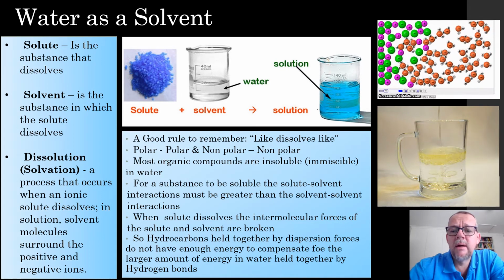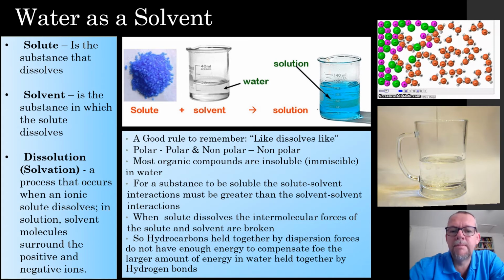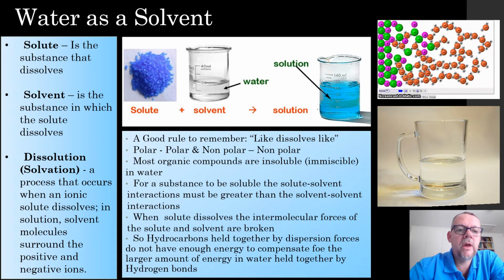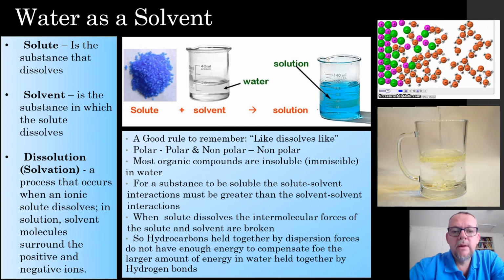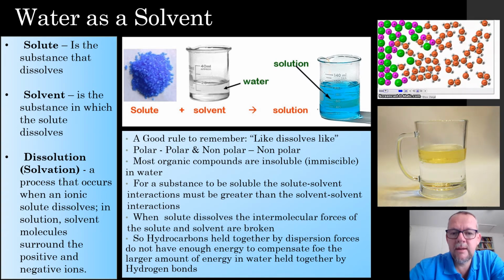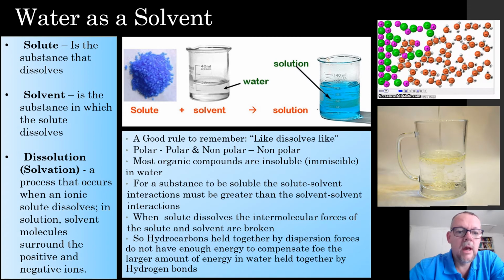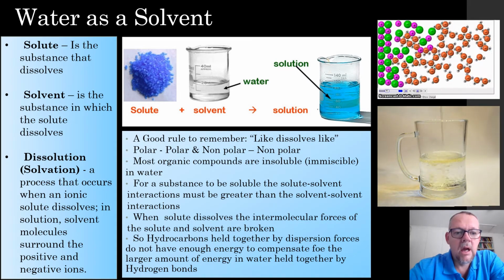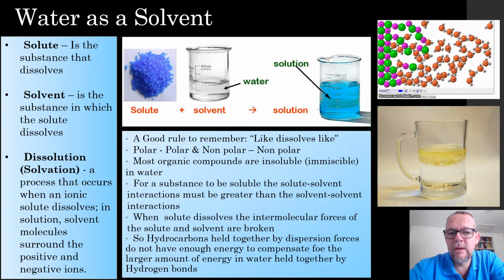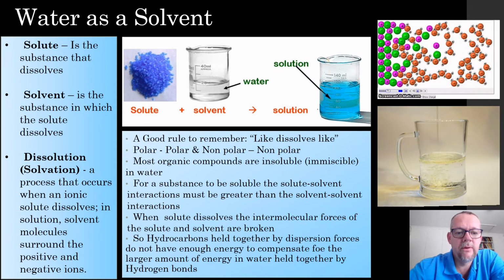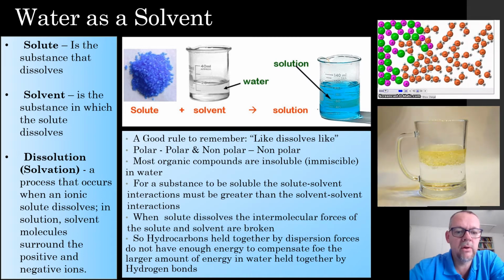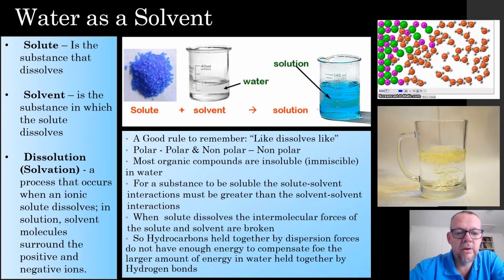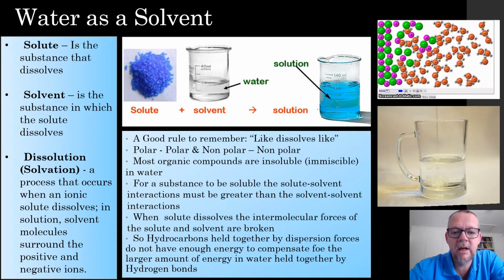So just remember, water is held together by polar bonds, hydrogen bonds. And so water is a polar solvent. The solute is a substance that gets dissolved. The solvent is what is doing the solvation. So that's in which the solute dissolves. Now, dissolution or solvation is the process that occurs when an ionic solute dissolves and the solvent molecules surround the positive and negative ions.